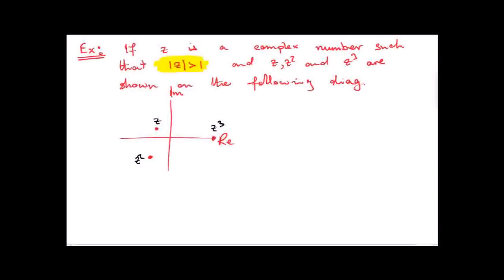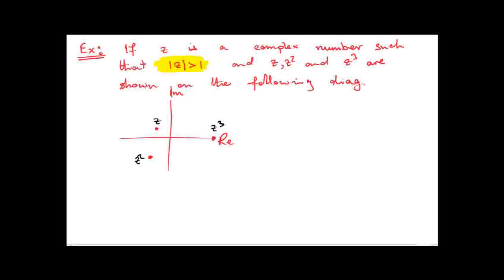What's a unit circle? A unit circle is a circle of center 0, 0 and radius 1. The fact that the modulus of z is bigger than 1 means that z is outside the unit circle. If a complex number is outside a unit circle and you raise it to a higher power, it gets further and further away from O. If a complex number is inside the unit circle and you raise it to a higher power, what happens? It gets nearer and nearer to O.